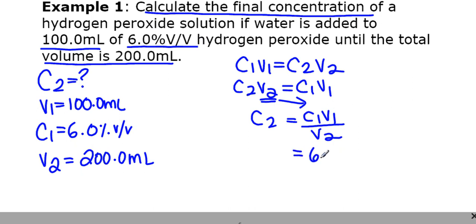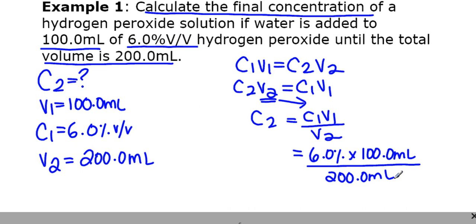So my starting concentration is 6%. I'm going to multiply that by 100 milliliters, and I'm going to divide it by 200. My milliliters and milliliters will cancel. And when I do my calculation, I get 3% volume. So there's one example where we're trying to use our dilution formula involving a percent concentration. Let's try out another problem.